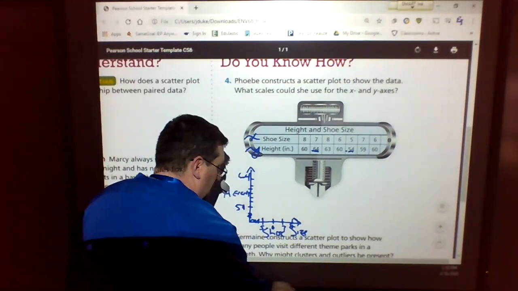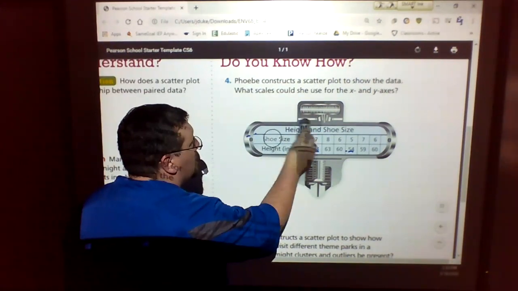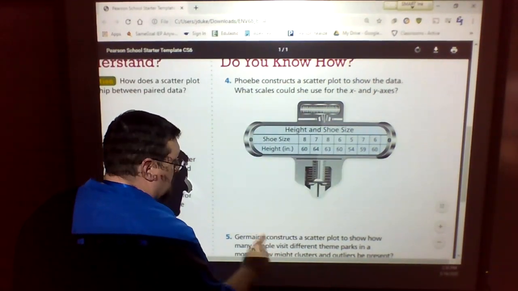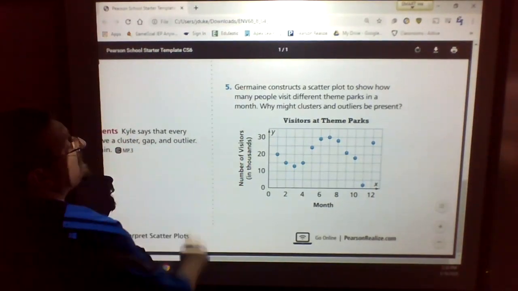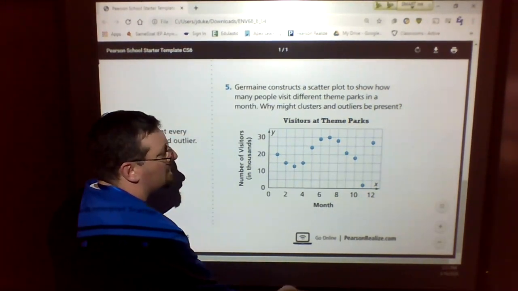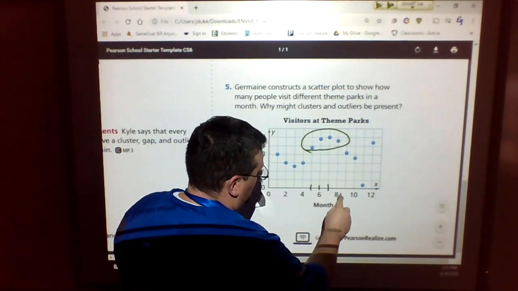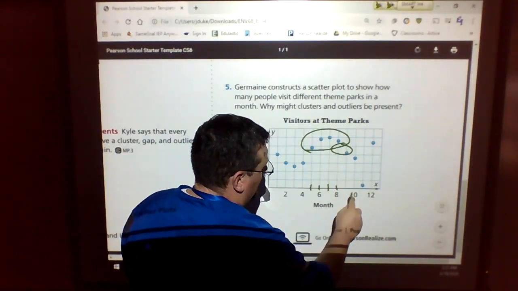Last but not least, number 5. Jermaine constructs a scatter plot to show how many people visit different theme parks in a month. Why might clusters and outliers be present? We're looking at the number of thousands of visitors to a theme park. Notice where they're the highest, right here in the middle, around months 5, 6, 7, 8, and even 9 to a point.